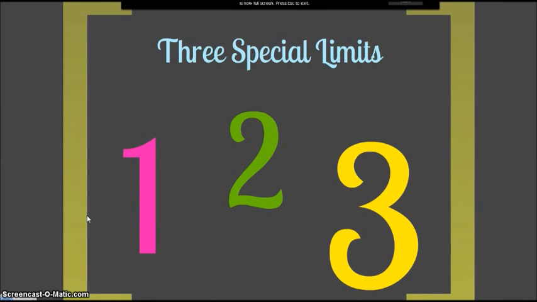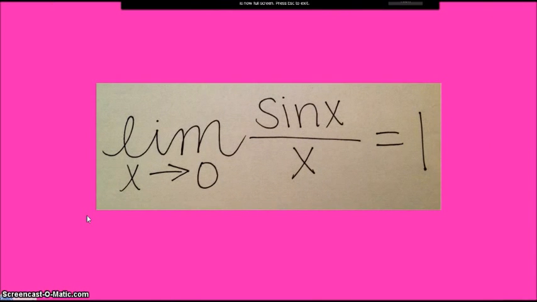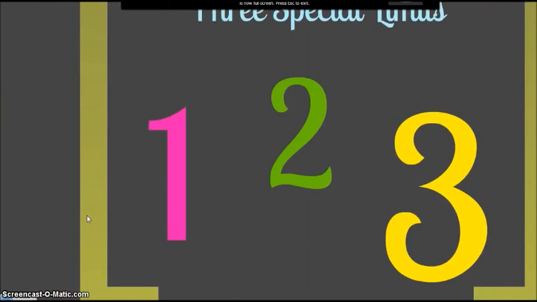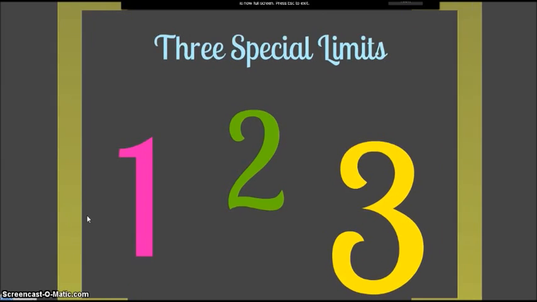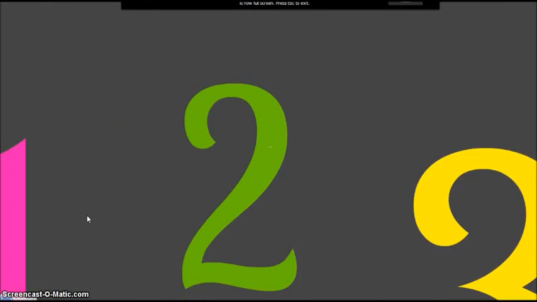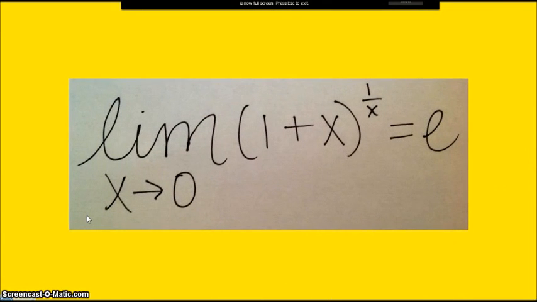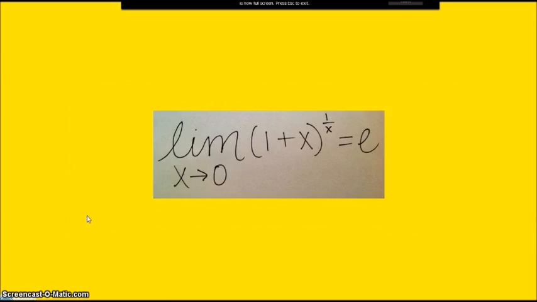3 special limits. 1. The limit as x approaches 0 of sine of x over x will always equal 1. 2. The limit as x approaches 0 of 1 minus cosine of x over x always equals 0. 3. The limit as x approaches 0 of (1 plus x) to the power of 1 over x will always equal e.